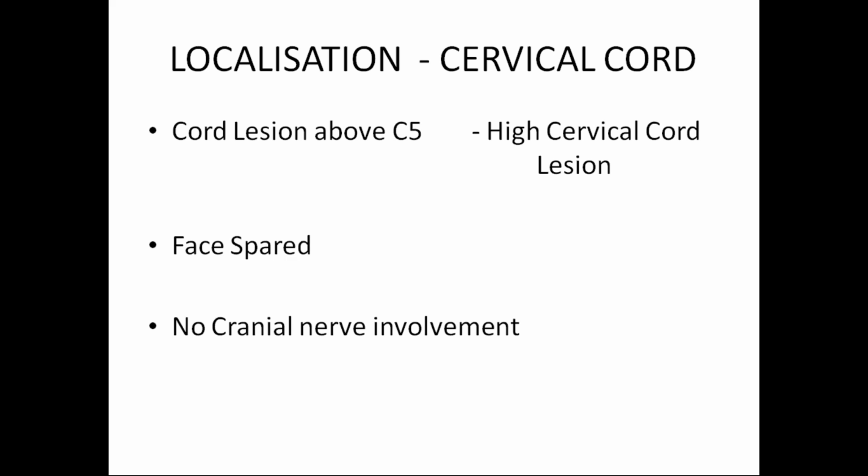After the medulla, the cord goes into the cervical cord. Your spinal cord starts, and a cord lesion above the level of C5 is called a high cervical cord lesion, where the face is usually spared, because the facial nerve has already crossed, the facial nucleus and its parts being at the midbrain. So there is no involvement of the facial nerve, and obviously no cranial nerve gets involved, because you're already past all these cranial nerve nuclei.